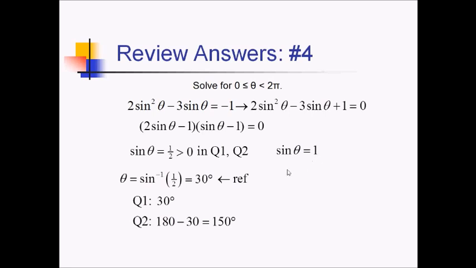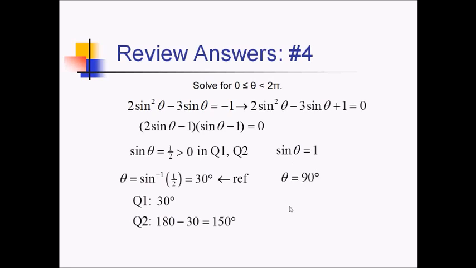Wherever you have a cosine or sine of theta equaling a 1 or a negative 1, there's only one place on the unit circle those cases happen. So this is essentially asking, where is my y value equal to 1? That's at the top of the unit circle at 90 degrees.